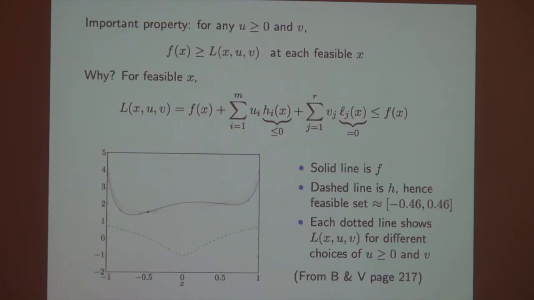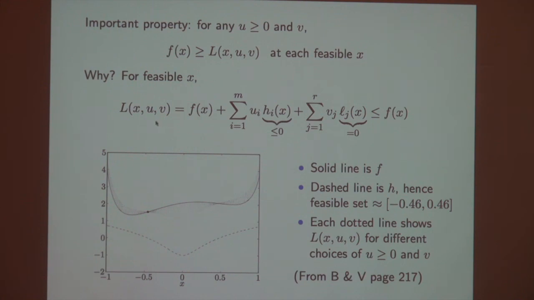So this is an important property, which, like I said, we just saw for linearity, but it's true in general, which is that if you give me any valid dual pair, u and v, and any feasible x, then the Lagrangian lower bounds the primal criterion. f of x is bigger than or equal to L of x, u, v. Why? For very simple reasons.